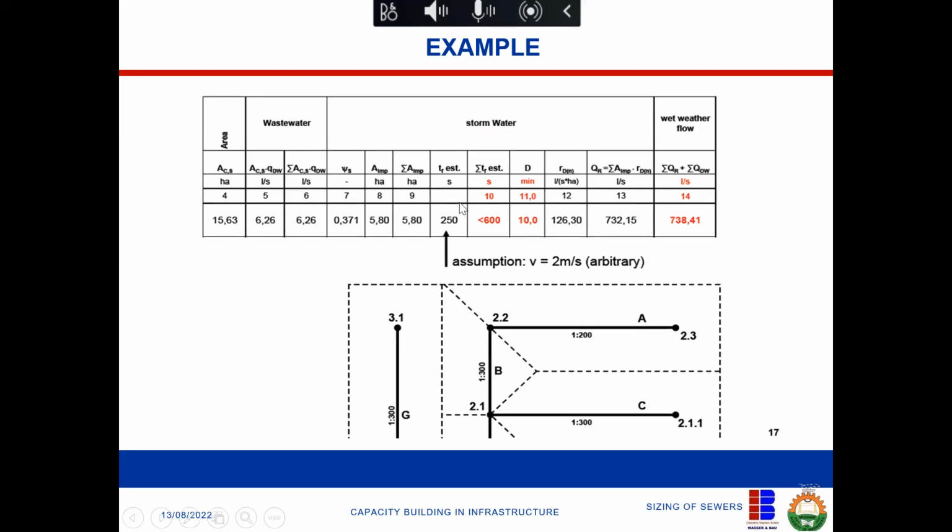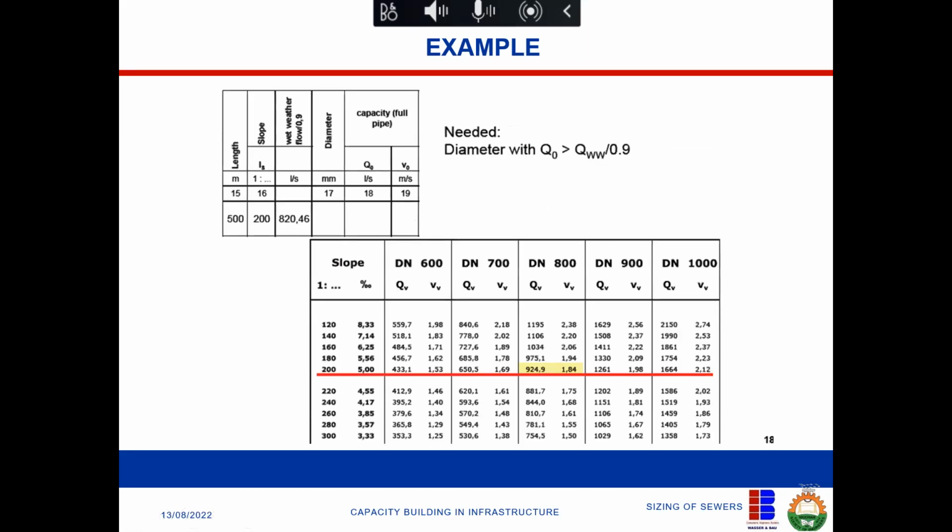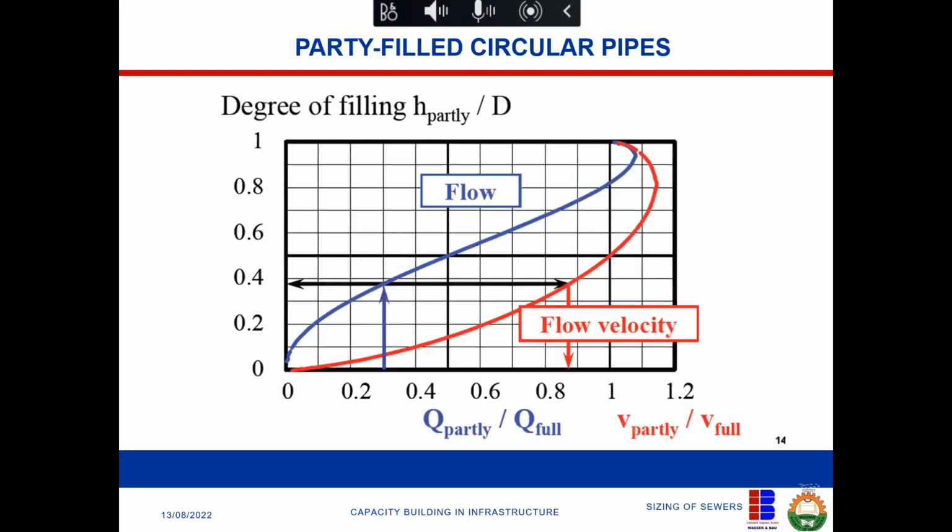So this estimated time of travel, you can see here is 250. How do I get it? 500, which is the length of the pipe, divided by the velocity. In the formula for velocity, distance over time, if you make time the subject of the formula, you get distance over velocity. So you fix velocity, assume a velocity. The idea of estimating this travel time is that if it is less than 10 minutes, or less than 600 seconds, you use the value for 10. This might be complicated for some of us, but that is what it is.